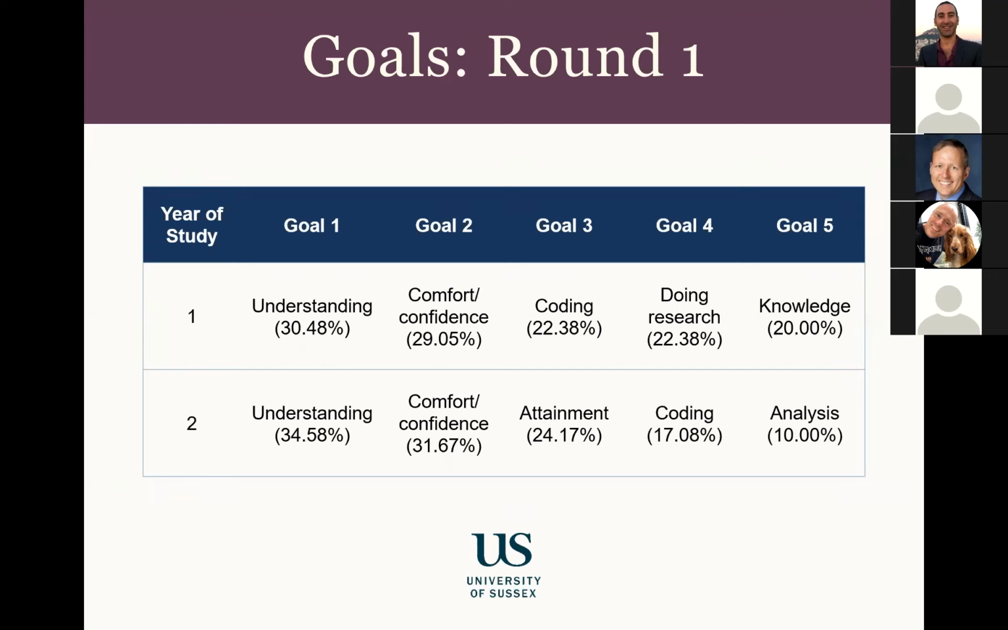What you can see is the top 5 most commonly mentioned goals for year 1 and year 2. The thing that I find really interesting about this is that understanding comes out on top, and comfort/confidence in using R or doing statistics is also very important. But already you can see for second years, attainment, so getting a particular mark or passing the module, something like that, is already quite important, whereas first years don't quite have that on their radar yet. They're more interested in coding and doing research, that sort of thing.